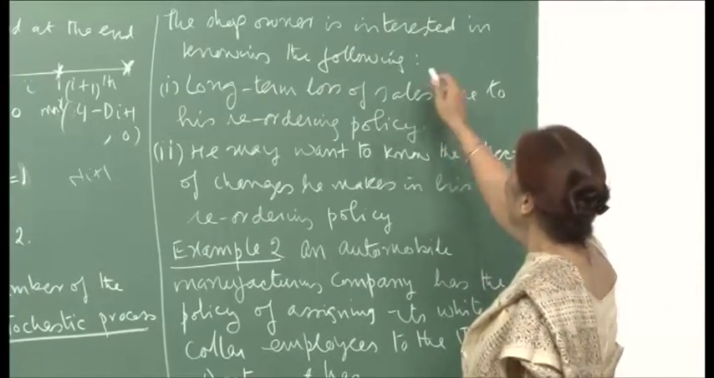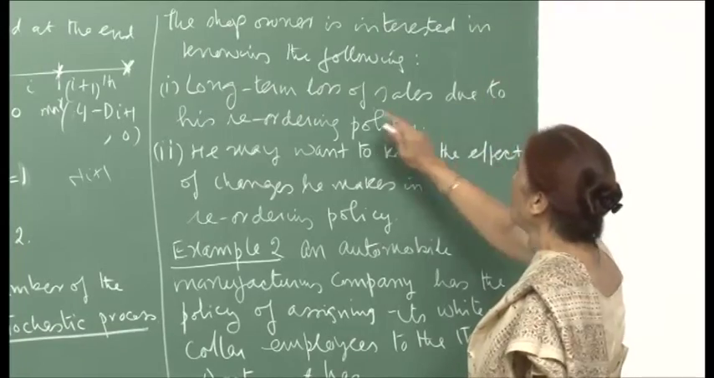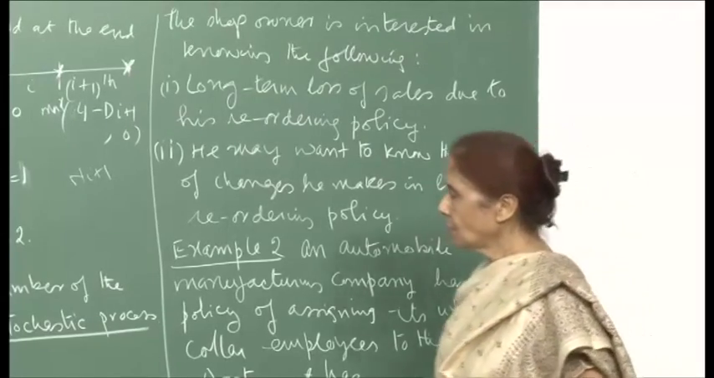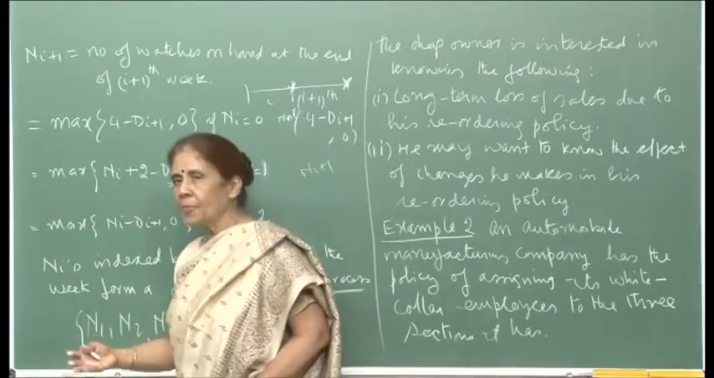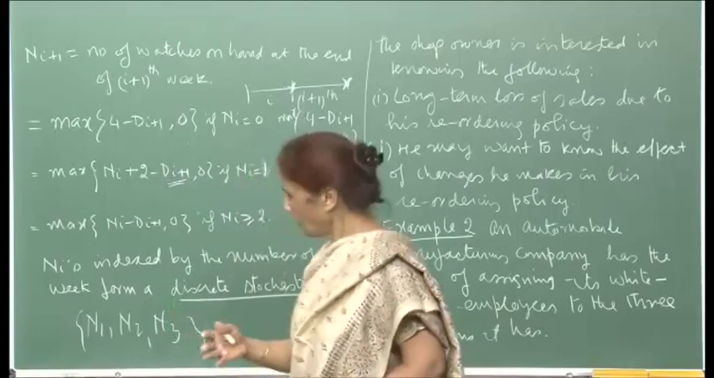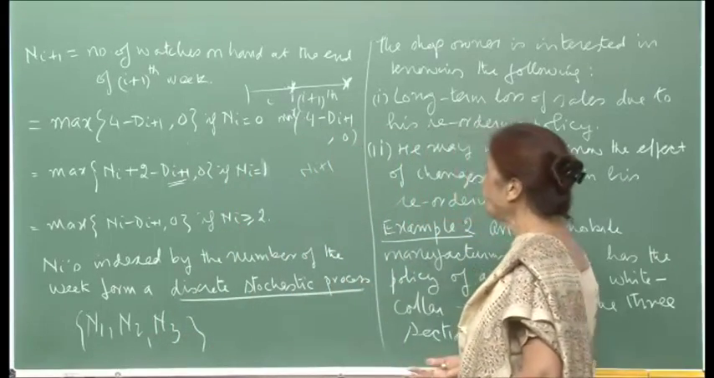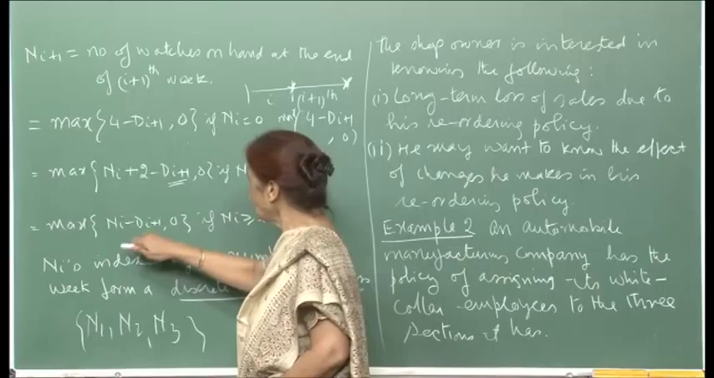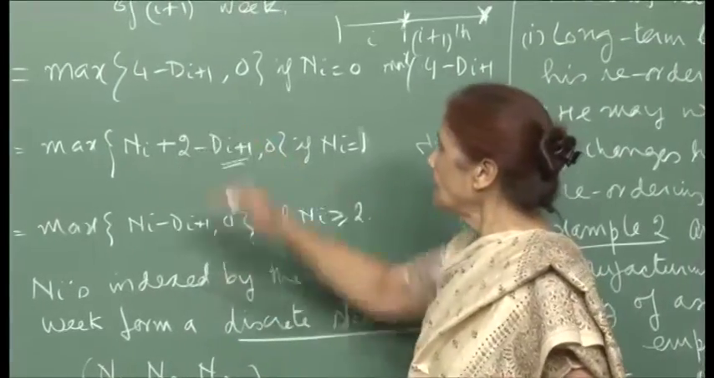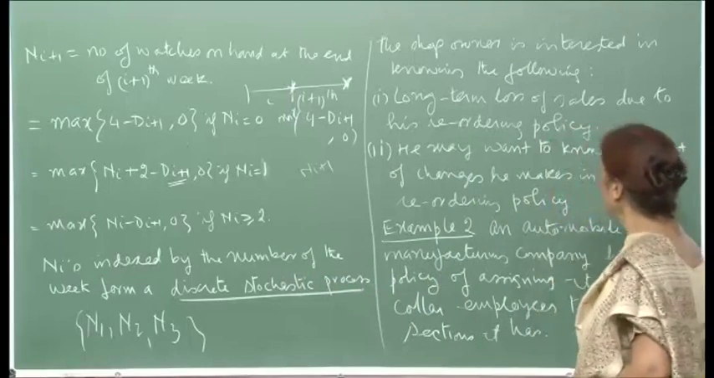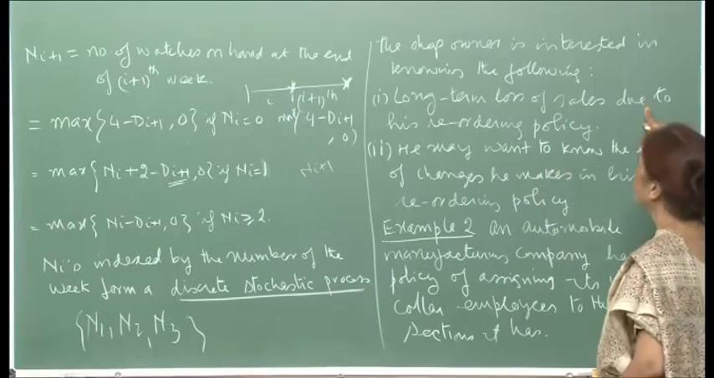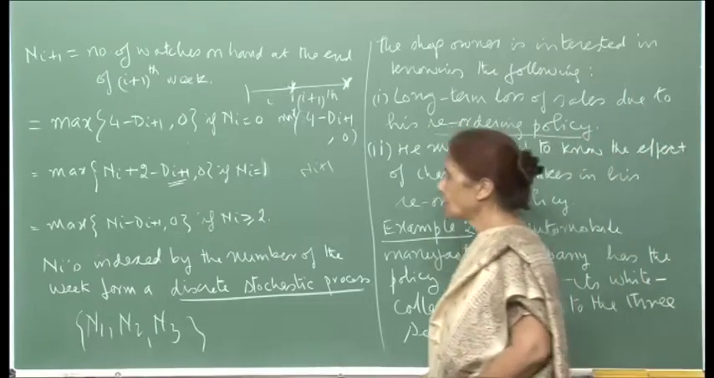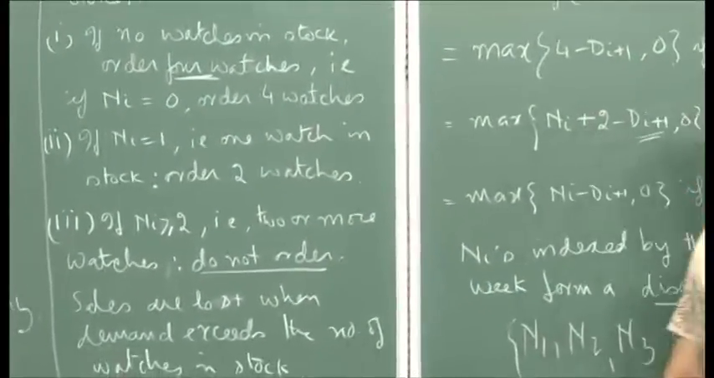So, for example, the shop owner is interested in knowing the following: long term loss of sales due to his reordering policy. You see, because if he can by some mechanism find out an estimate, may not be an exact number, but he can estimate the number of sales that are lost. When this number is negative, that means he is losing out on sales. So, if there is a mechanism by which he can find out his long term loss of sales due to his reordering policy, because he wants to know whether he really has a good reordering policy or not.